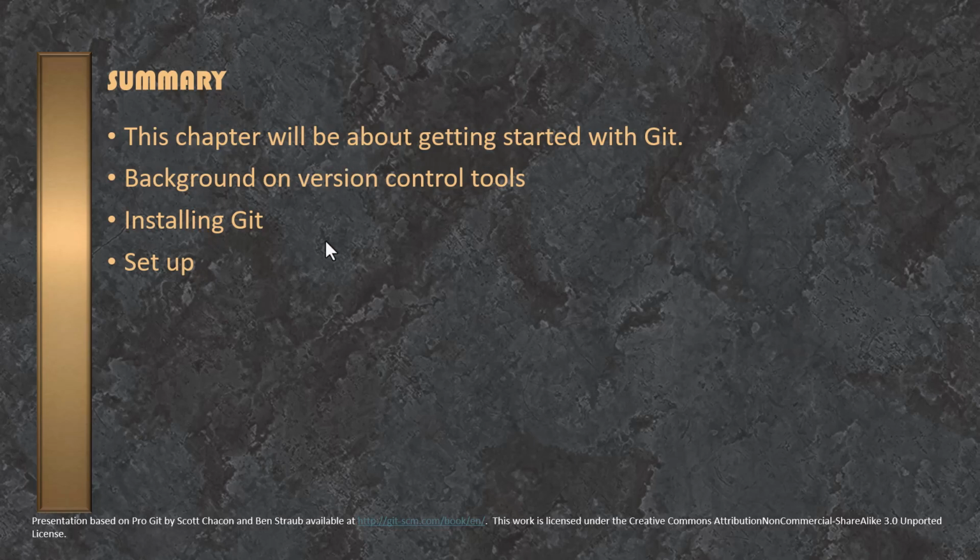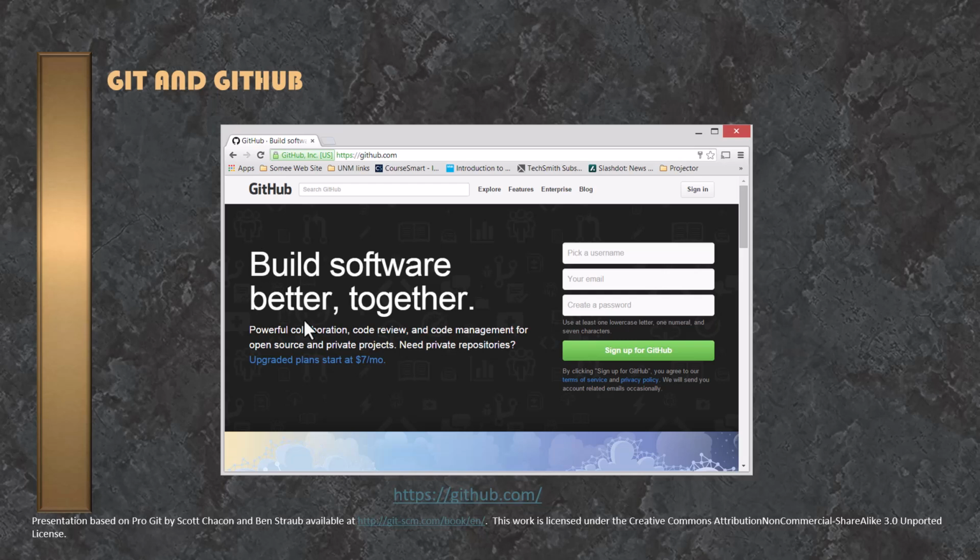So the first chapter of this book is about getting started with Git. And there's 2 things that people hear about with the word Git. One is Git and GitHub. So the difference is that Git is the technology and GitHub is a website that uses Git to provide you the ability to store repositories online.